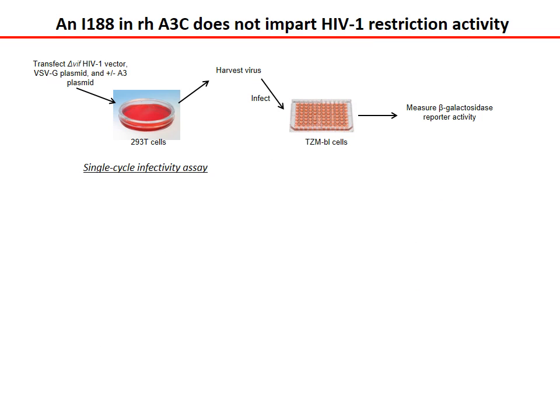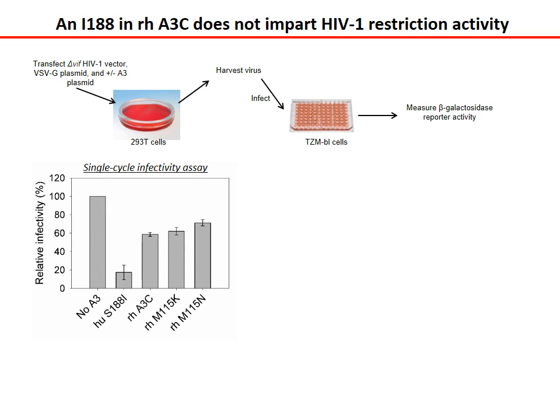We used these constructs to do a single cycle infectivity assay to compare the restriction activities of different A3Cs against pseudotyped HIV-1 with no Vif protein. We observed that the human A3C S188I was active against HIV, but rhesus A3C was not, despite having the isoleucine at 188. Moreover, we found that changing single amino acid at position 115 does not increase the activity of rhesus A3C against HIV-1.